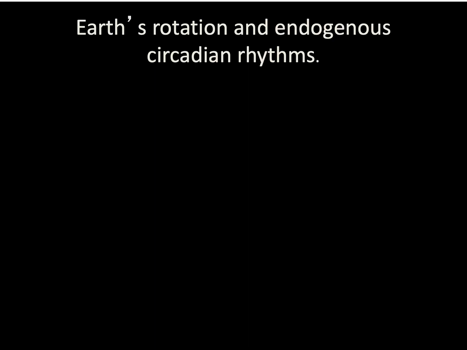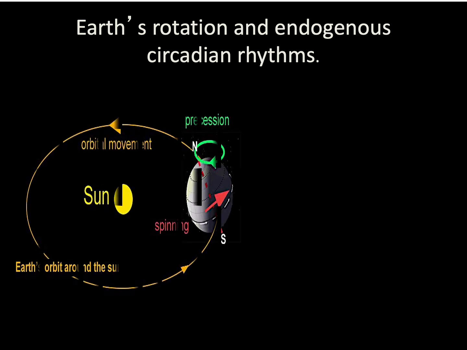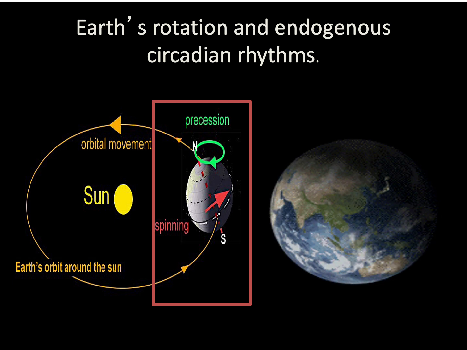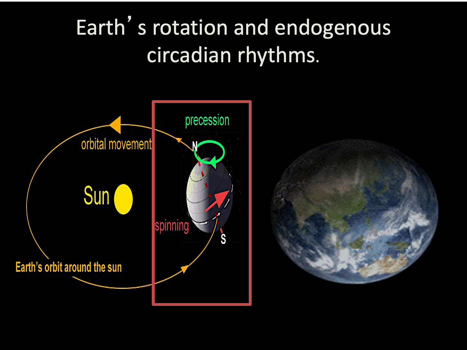So let's start with the basic things here, and that's the Earth's rotation. As the Earth orbits around the Sun, the Earth pirouettes on its own axis, so that part of the Earth's surface is alternately exposed to sunlight and darkness.